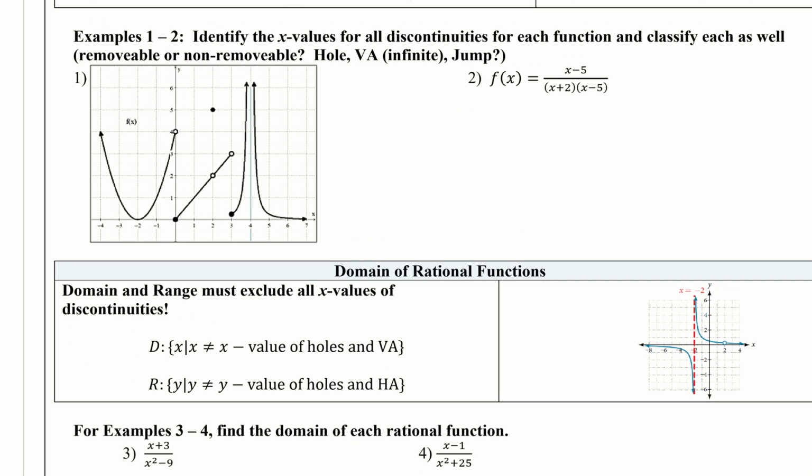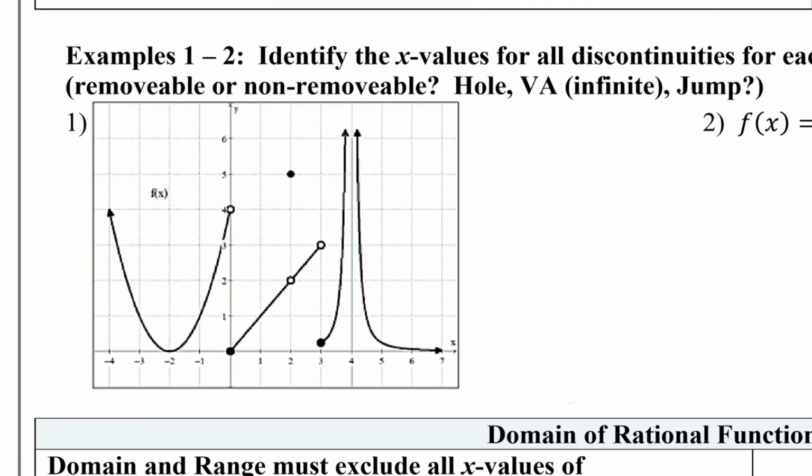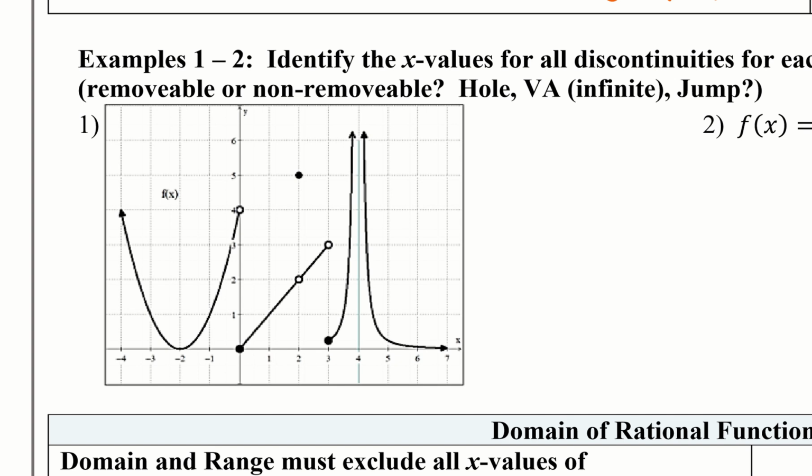Okay, so let's take a look at this one. We've got 2 examples here. The first one, we want to identify by using a graph all of the x values for discontinuities. We want to classify them. Are they removable or non-removable? And also, each one of those, is it a hole in the graph, a vertical asymptote, which could also be called an infinite discontinuity, or a jump? So taking a look at this one, every place where we'd have to lift the graph is going to be a discontinuity. And I want to list the x values.